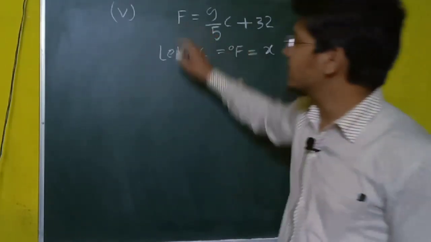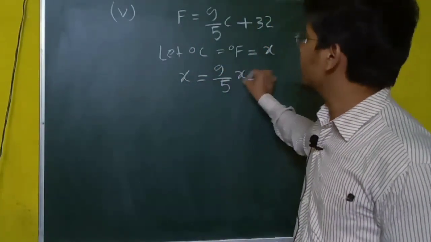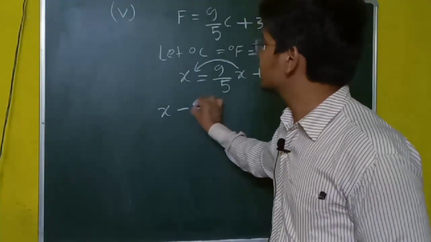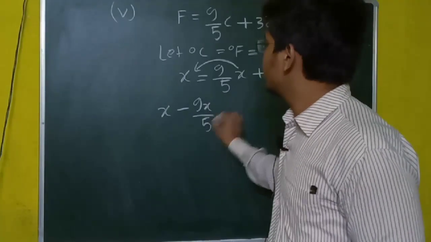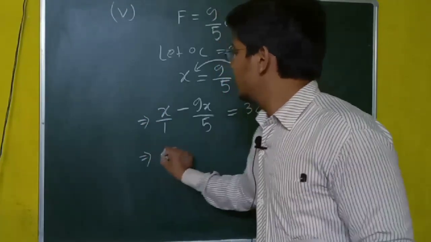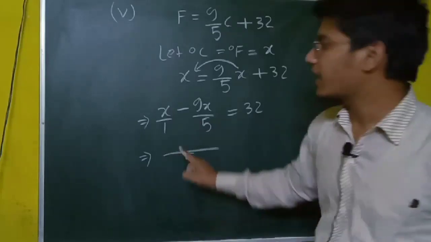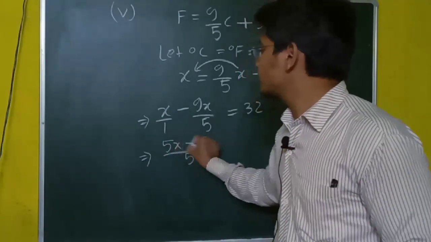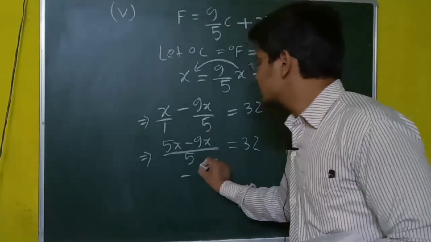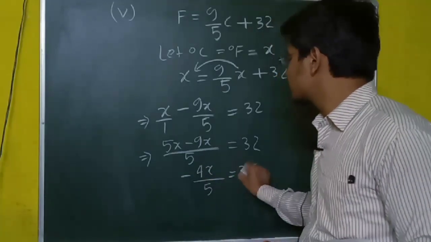So here in place of degree Fahrenheit we will take X. X equals 9 upon 5 X plus 32. Now we will transpose this here. So X minus 9X upon 5 equals 32. Here LCM of 5 and 1 is 5. So 5 divided by 1 is 5. 5 into X, 5X minus 9X. So we will be having minus 4X upon 5 equals 32.